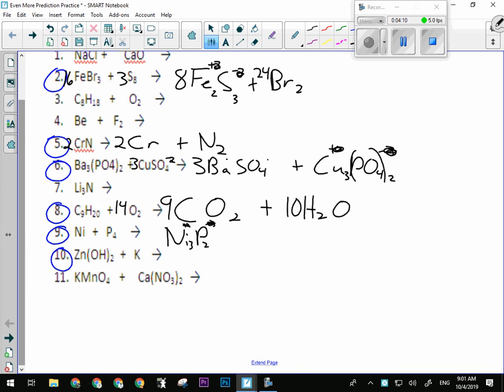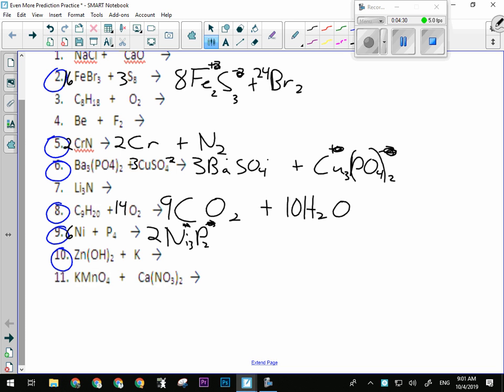Okay, and if I'm balancing this, I'm going to need to put a 2 here to balance my phosphorus, and then a 6 here to balance the nickel. So the whole point of having you do that one was to remind you of that little rule about the multivalent metals. If there's no way to figure out the charge, you go with the most common, which is the first one listed.